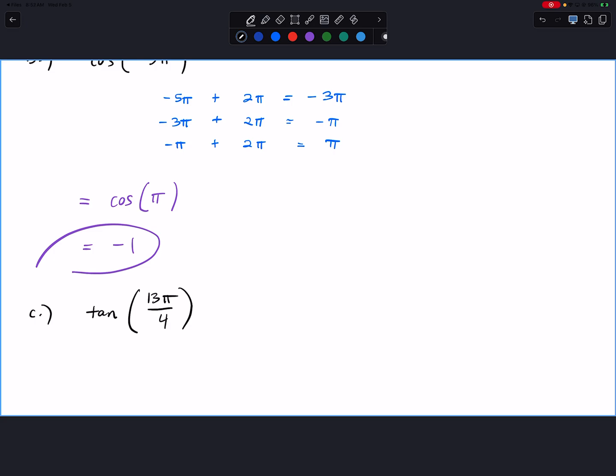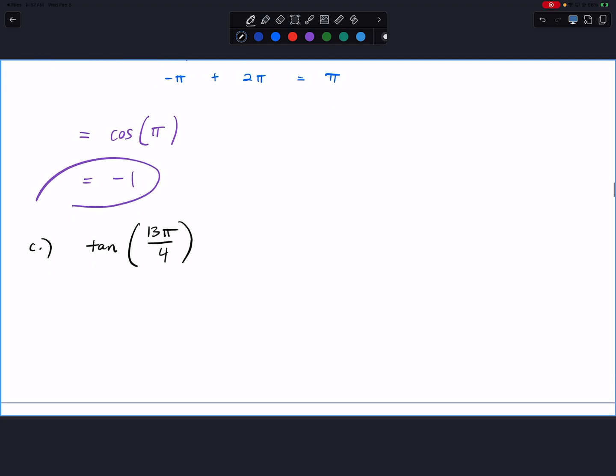Okay, what is the period of tangent, guys? Pi. So this angle is too big, so if I keep subtracting pi, then I can find an angle that will help me figure out what this is. If I subtract pi, to get a common denominator, I can multiply top and bottom by 4. So then that would give me 9 pi over 4. That's still too big. So I'm going to subtract pi again. So multiply top and bottom by 4. And that gives me 5 pi over 4.